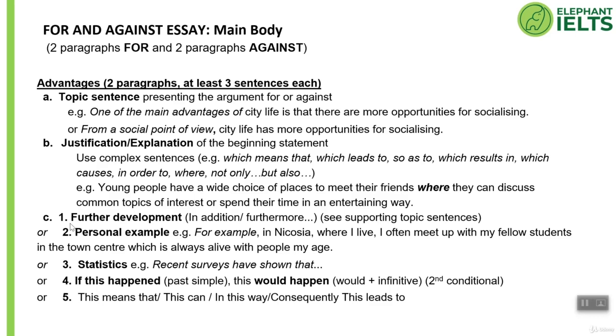The third sentence is further development. You can choose from any of these here to develop your paragraph more. For example, you could begin in addition, or give an example. You could quote statistics, or a second conditional, or continue with this means that, or any of these other examples here. So just choose one of these ways to expand your paragraph more.